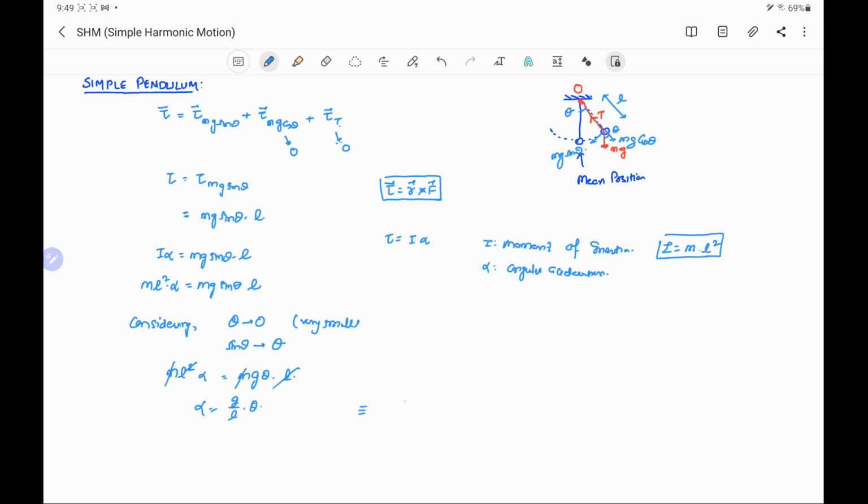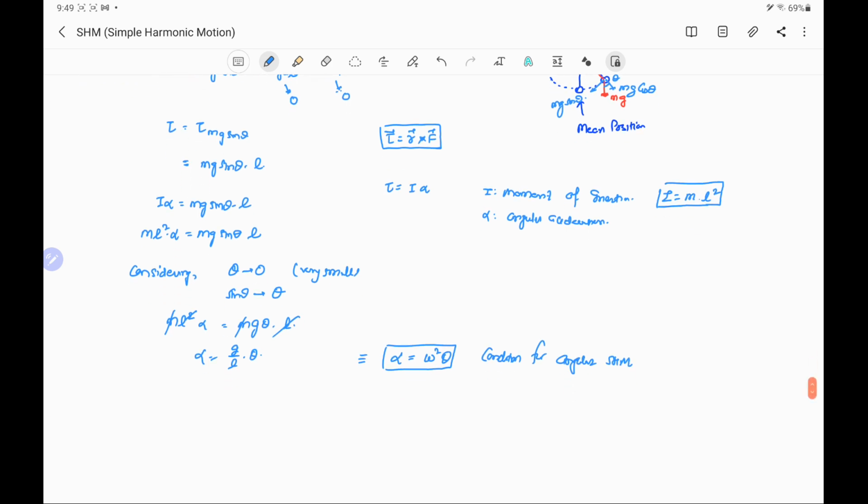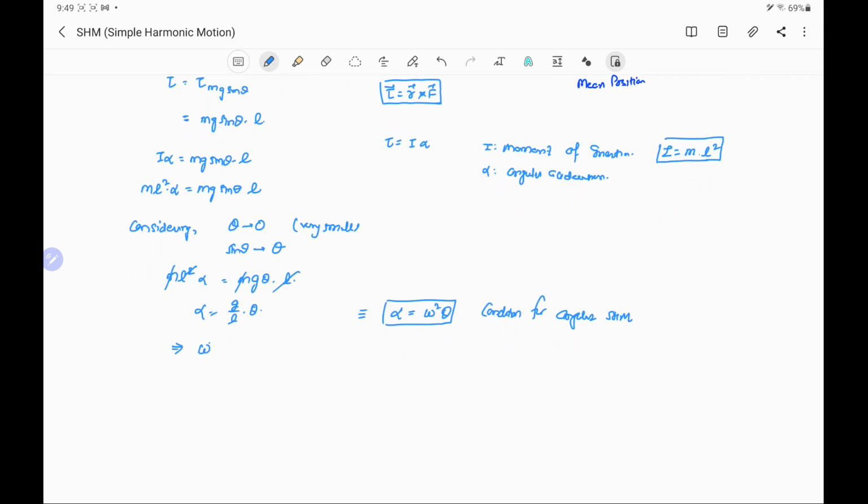Equating with the standard equation for angular simple harmonic motion, alpha equals minus omega square theta, which is the condition for angular simple harmonic motion, we will have omega square equal to g by L, or we can say omega equals root g by L. As omega equals 2 pi by T, or it is equal to 2 pi nu, here T is the time period of oscillatory motion and nu is the frequency. Time period is measured in seconds and frequency in hertz or per second.